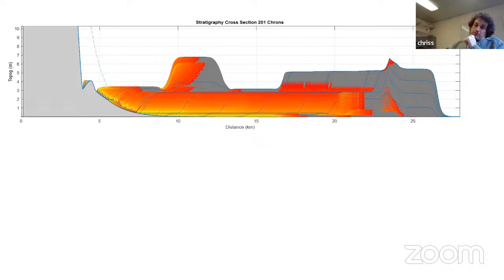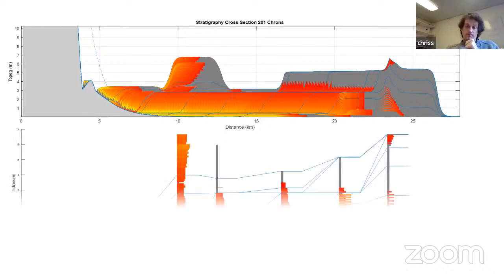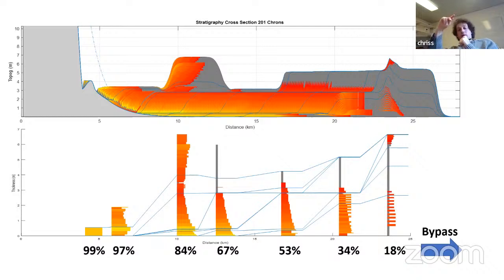But critically, because this is a numerical model, what we can do is interrogate this depositional or stratigraphic record. We can take sections through this stratigraphy at various positions along the slope and into the basin, and we can measure the proportion of sediment that has been bypassed downslope at any given point. And that's what the numbers at the bottom represent.